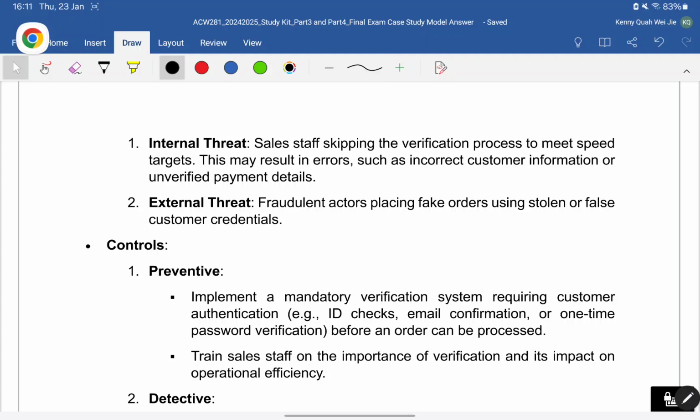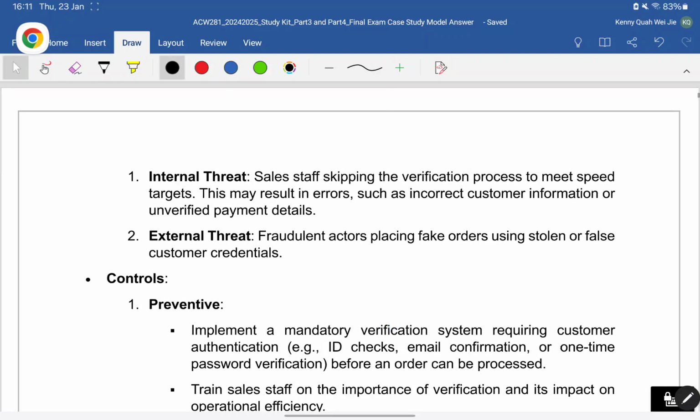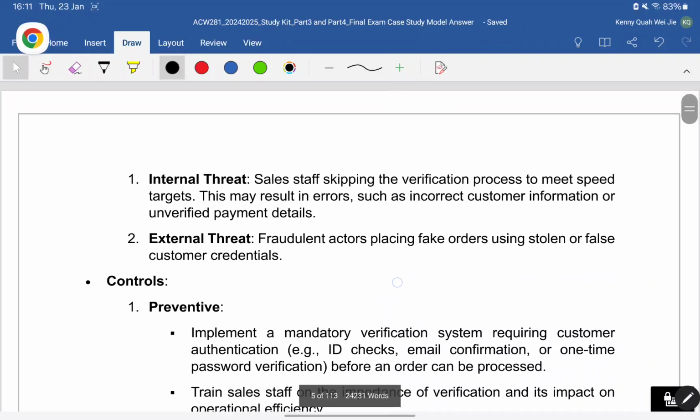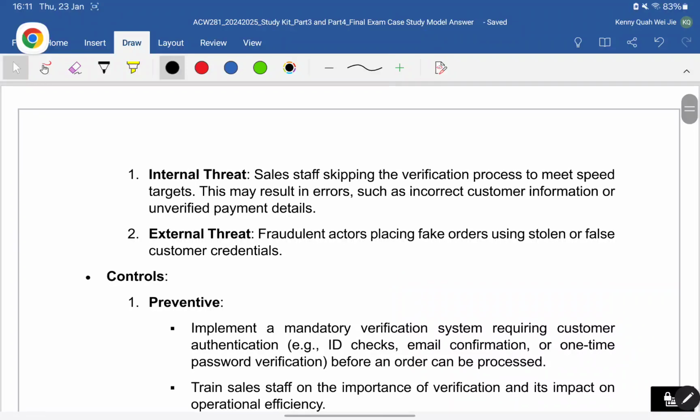Is it 100%? I don't know. What I'm trying to say, alright. Okay, over here, example. Internal threats, sales staff skip the verifications. Luckily she's not coming down to chop me off, saying that I'm making too much nonsense already. Razin, you're not going to come down and chop me off.